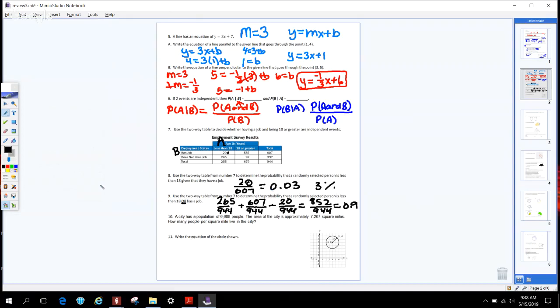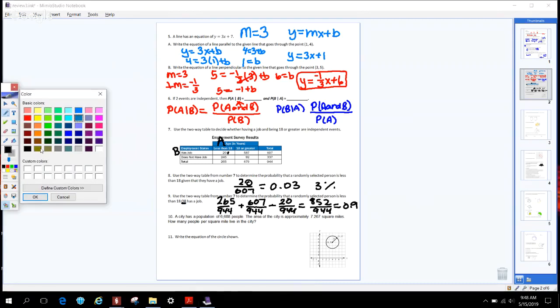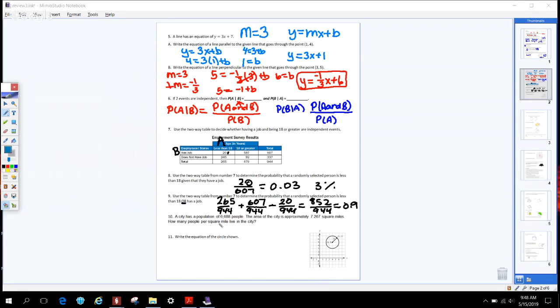A city has a population of 6,688 people. The city is approximately 7.267 square miles. How many people per square mile are living in the city? As a reminder, it's always going to be things that you can count over space. So we're going to do people divided by miles. So 6,688 divided by 7.267. That gives us 920.3.